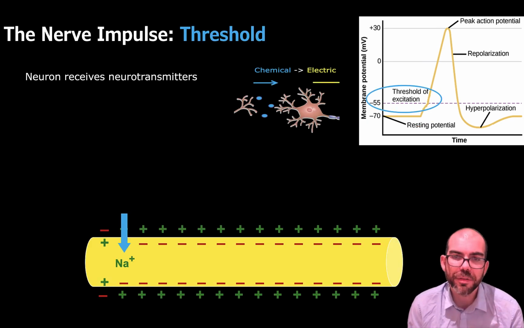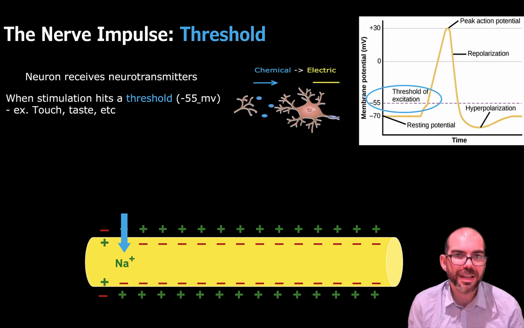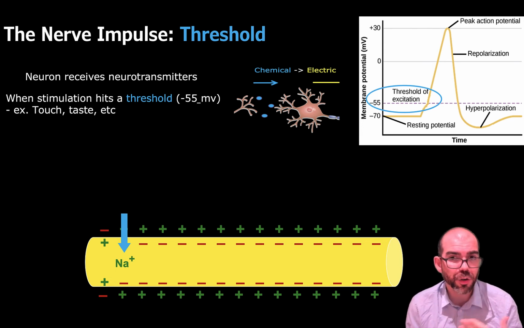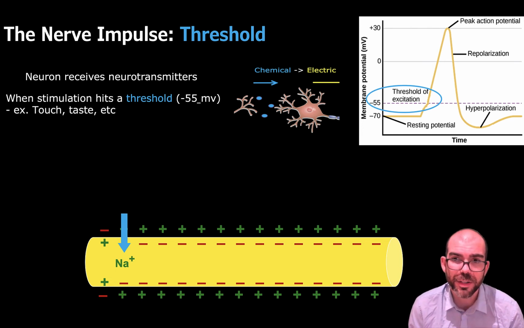Let's say our nerve is stimulated. So that means that you feel something, you taste something, you see something. When that neuron's stimulated by either external stimuli or by receiving a neurotransmitter, notice what's happened in the graph. We've hit what's called the threshold of excitation, also known as just the threshold. At this point, the charge inside the axon is now gone down to negative 55 millivolts.